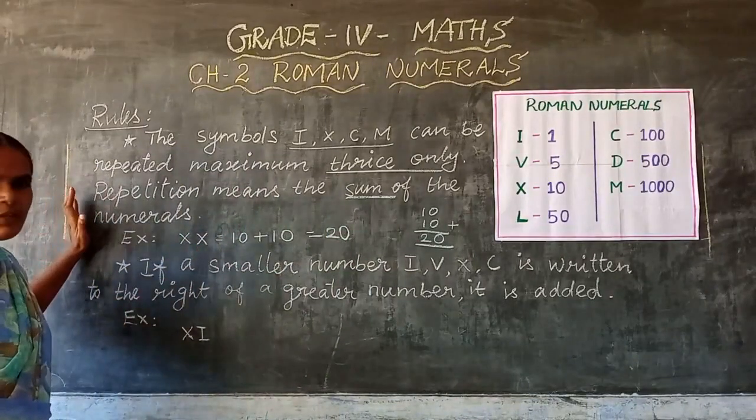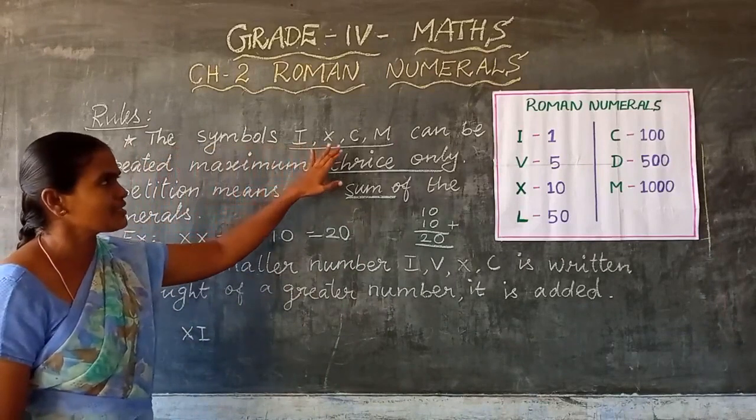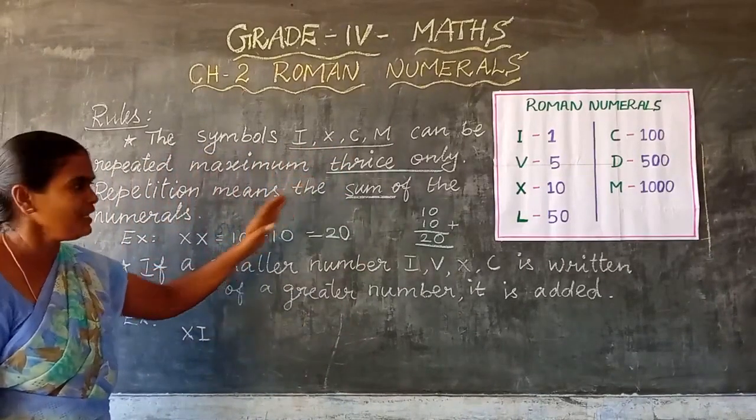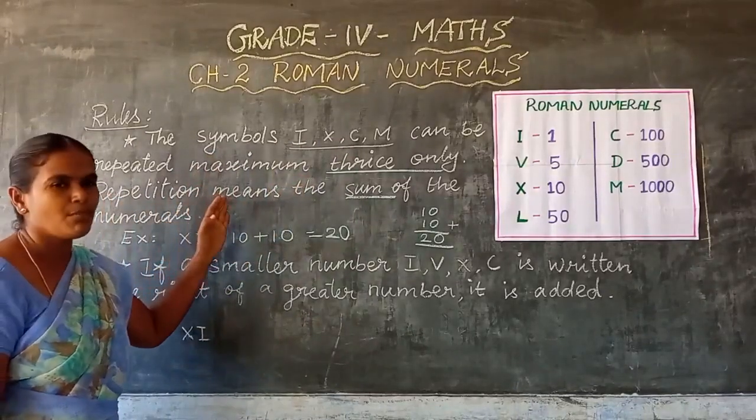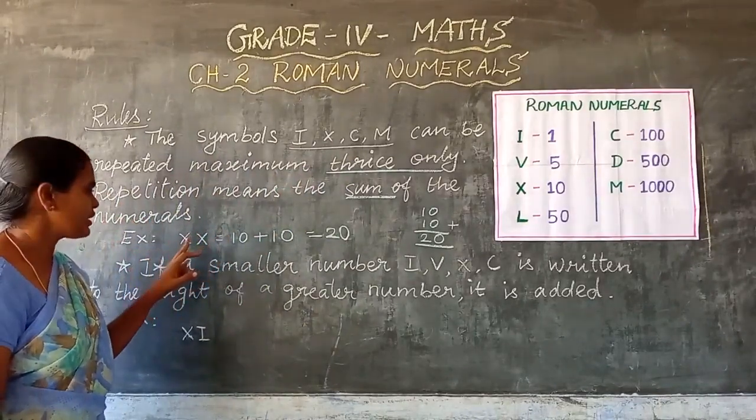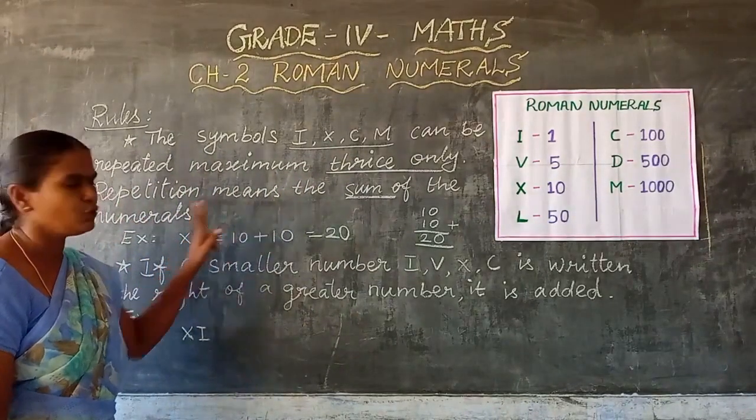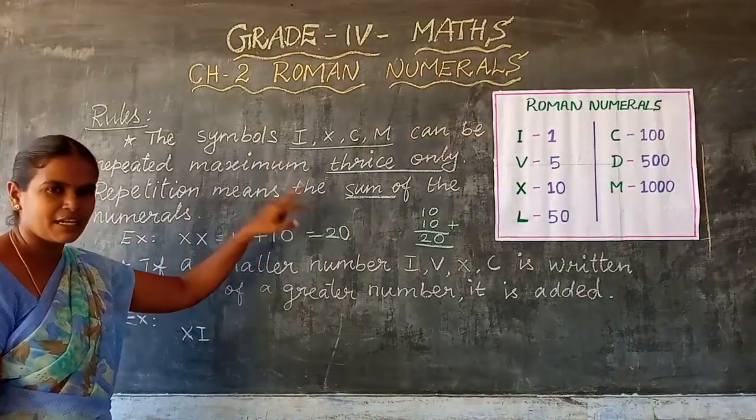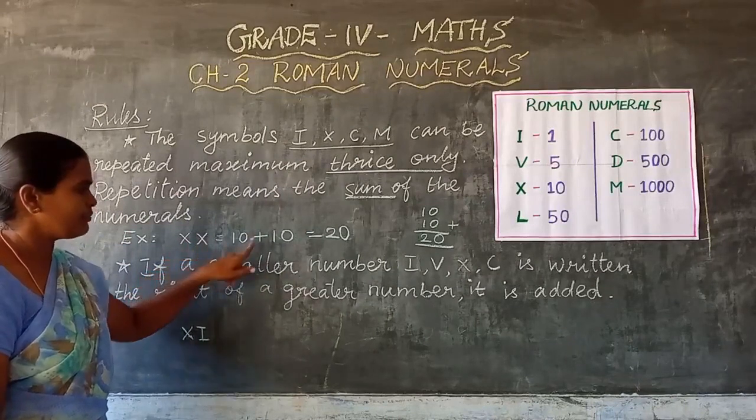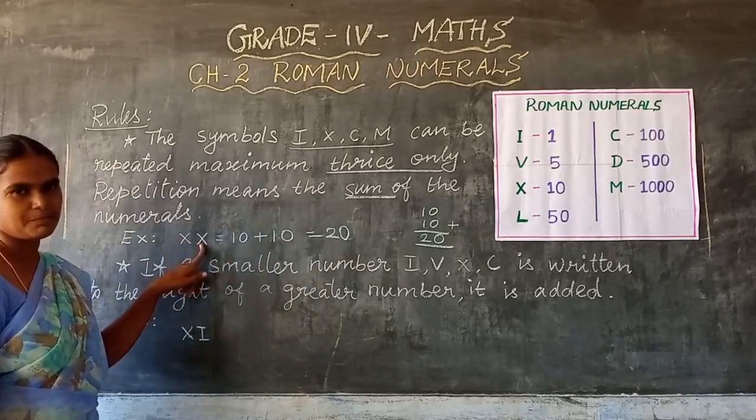So rules are very important. First rule, the symbols I, X, C, M can be repeated maximum thrice only. Repetition means the sum of the numerals. Here given X X, so 2 times only. Sum means addition. X value 10, X value 10, 10 plus 10, 20. So 20 means X X.